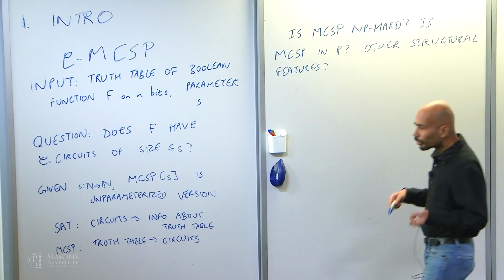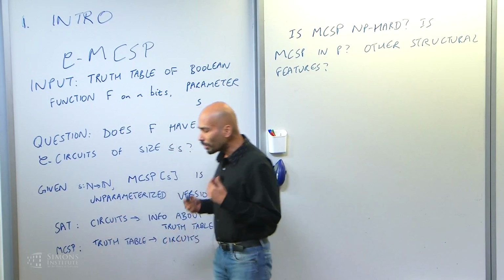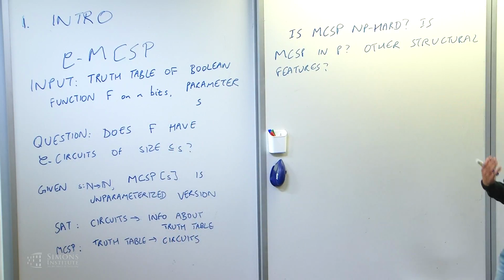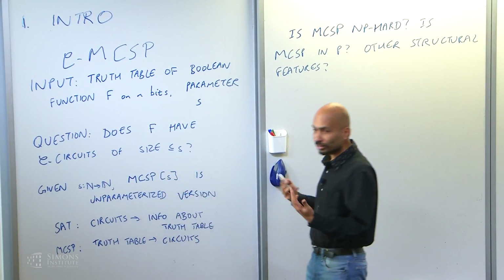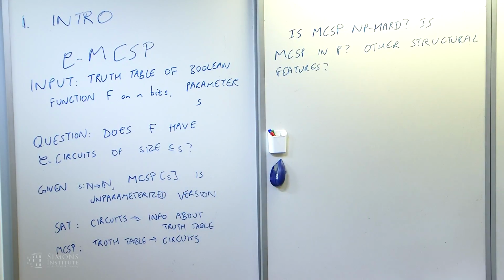And I'd like to argue that MCSP should be equally useful in terms of the things that we figure out about it. It's a problem that's much less well studied than SAT for various reasons, and I'll explain some of them. But if we do figure out more things about it, I think the benefits would be quite significant.